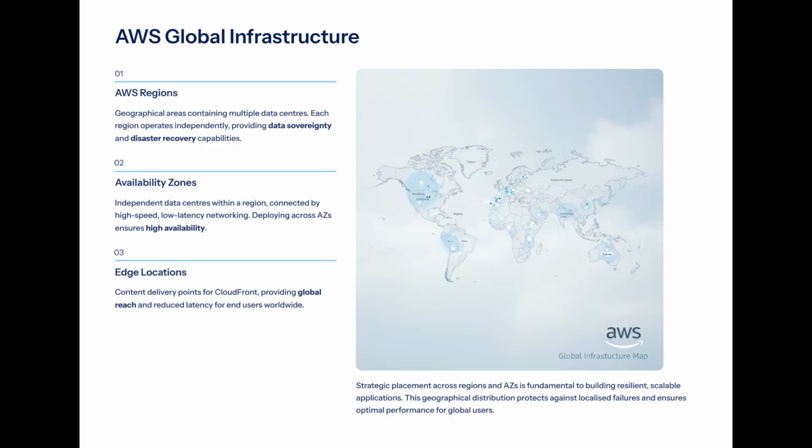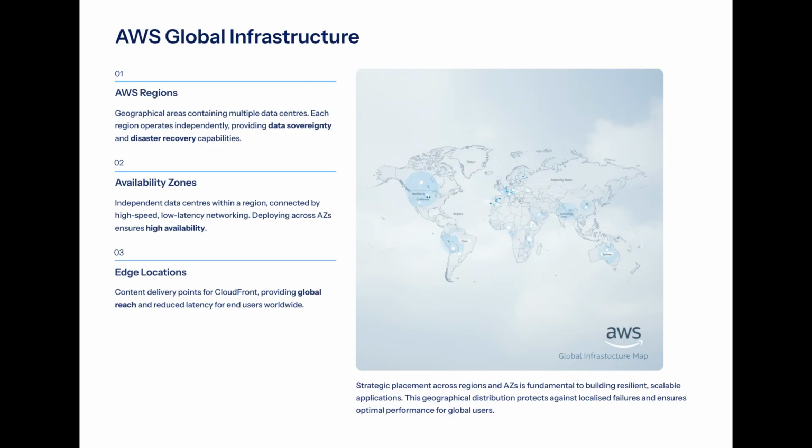Inside each region are multiple availability zones. These are fully isolated data centers, with their own power, cooling, and networking. But they are connected with fast private links. If one data center goes down, workloads can fail over to another within the same region. That is why AWS recommends always deploying across at least 2 availability zones.